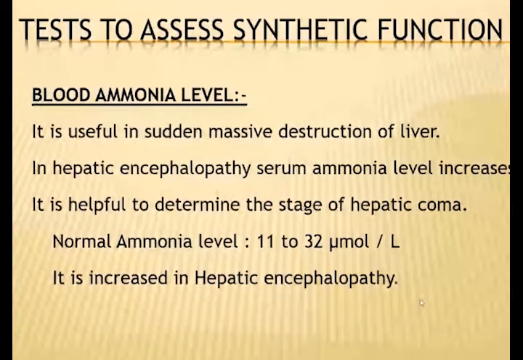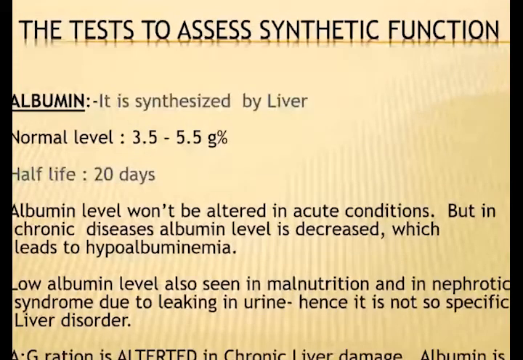Then how to assess albumin? Albumin is synthesized by the liver. Albumin is a protein; albumin and globulin are the major components of protein. What is the normal level? Again, the normal level is important: 3.5 to 5.5 grams per deciliter. Grams, not milligrams.